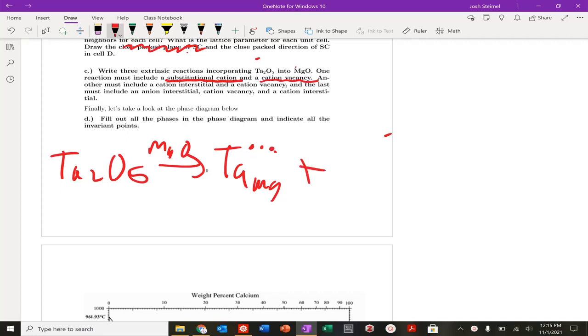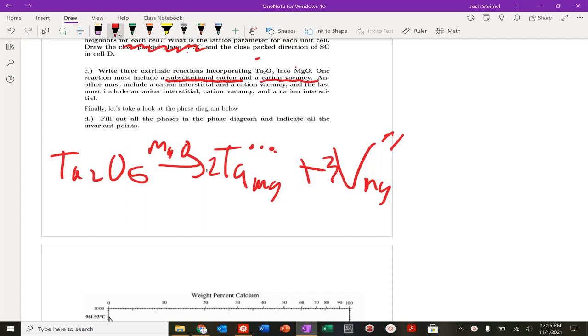Plus I need a cation vacancy. So my cation is Mg, so Mg, what's the sign there? That's going to be a -2. So now I have to play around with some charges. So I could go 2 here, I could do 3 here. So that's going to leave me with, now I am done with my electroneutrality, but now I need to do my mass balance.